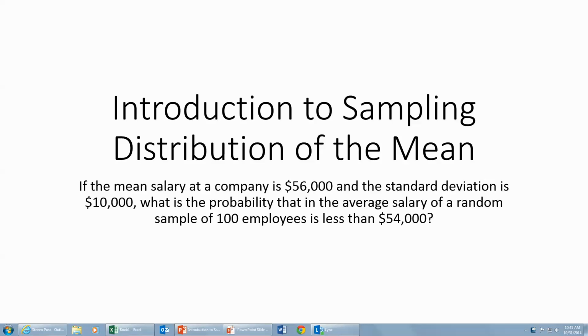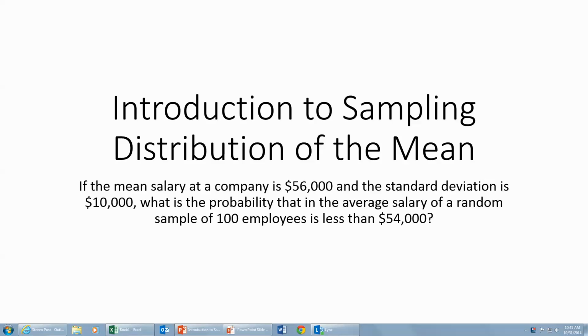Okay, so we've looked at the sampling distribution of one population proportion, what happens when you look at all the possible proportions you could get and how they are distributed. Now we're going to do the same thing for the sampling distribution of the mean. So first, let's start with a question.